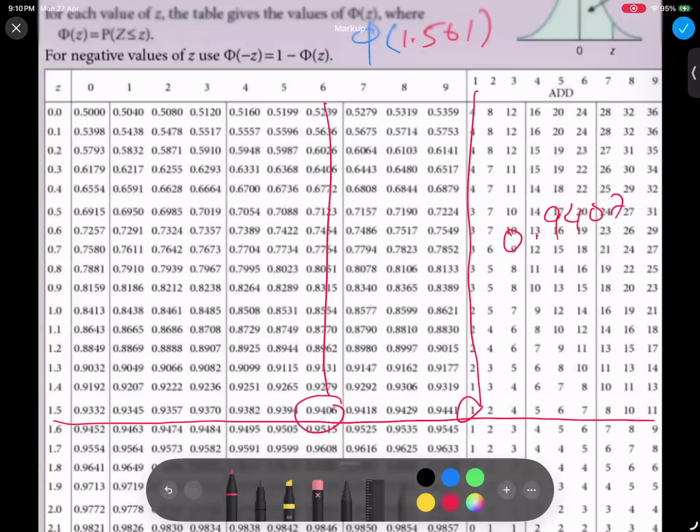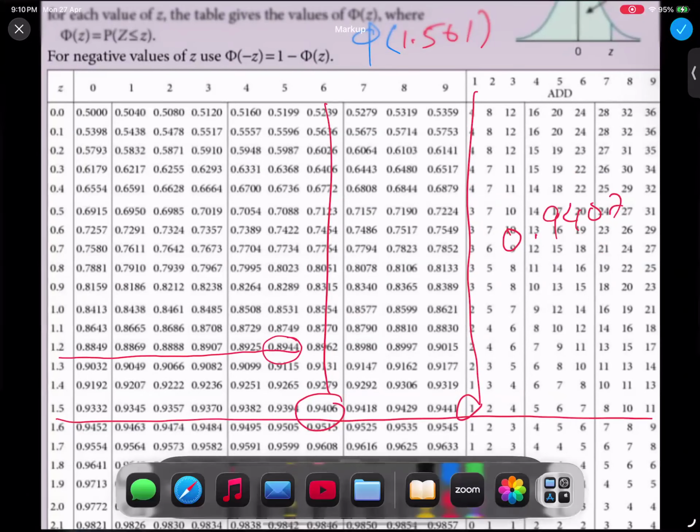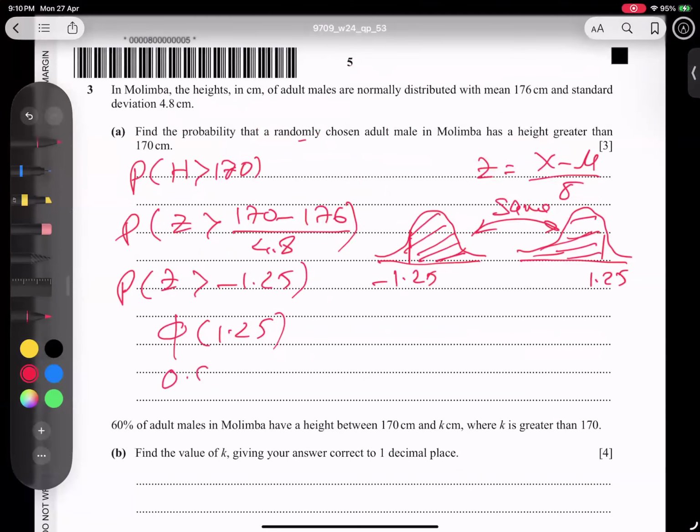1.25. 1.2 is this and 5 is this. 0.8944. So 0.8944, approximated to 3 significant figures as we need. So this is our final answer.